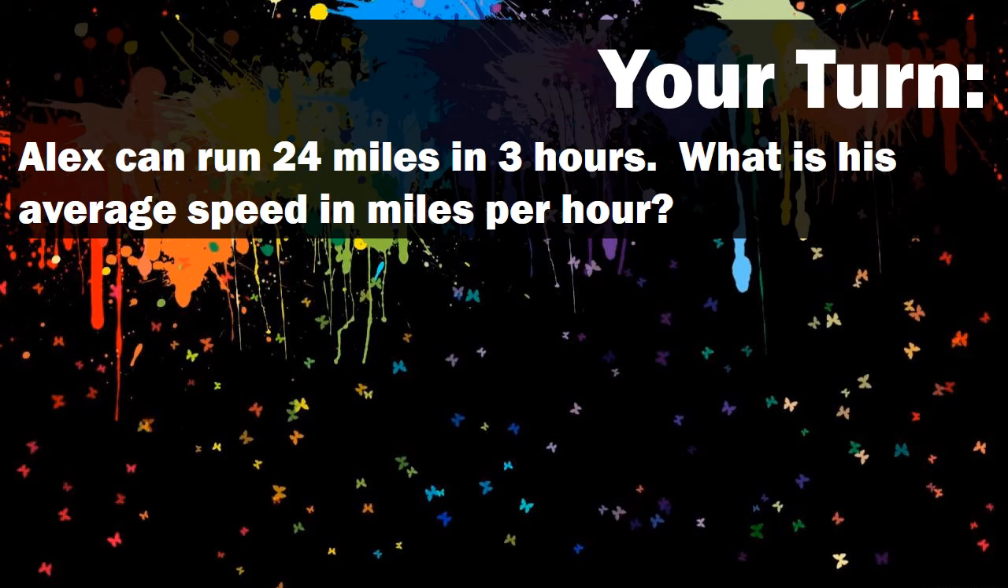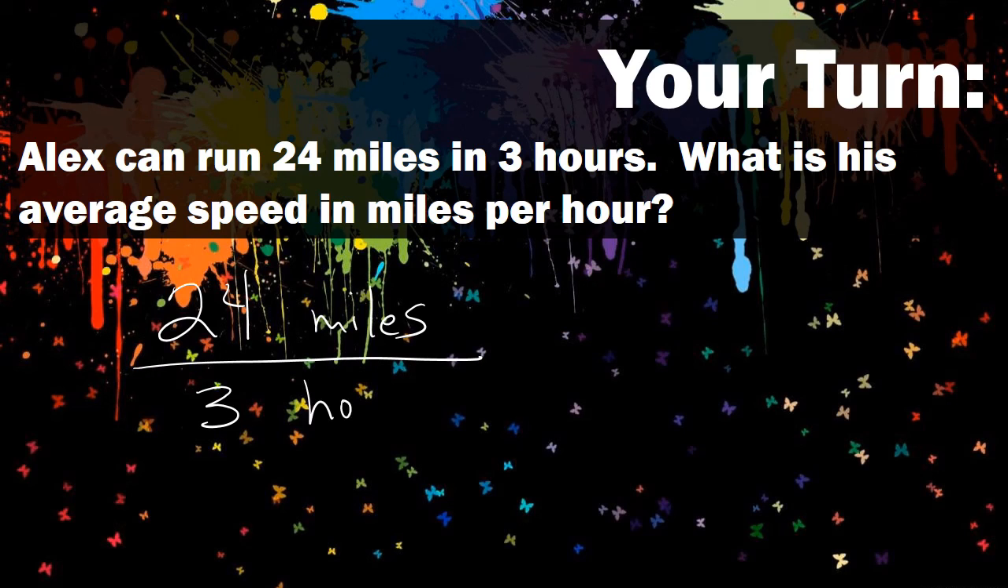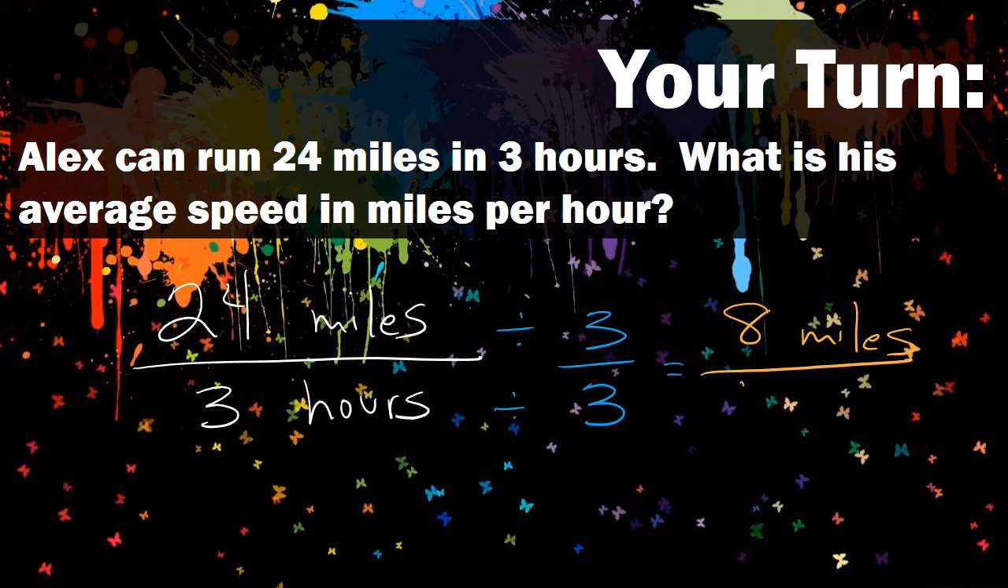So here's a question for you. This is your turn. It says Alex can run 24 miles in 3 hours. What is his average speed in miles per hour? So our very first step is we're going to write this down as a fraction. So we're going to write 24 miles in 3 hours. And then our second step is we're going to divide the top and the bottom by our denominator 3. So we can say that Alex runs 8 miles in 1 hour.